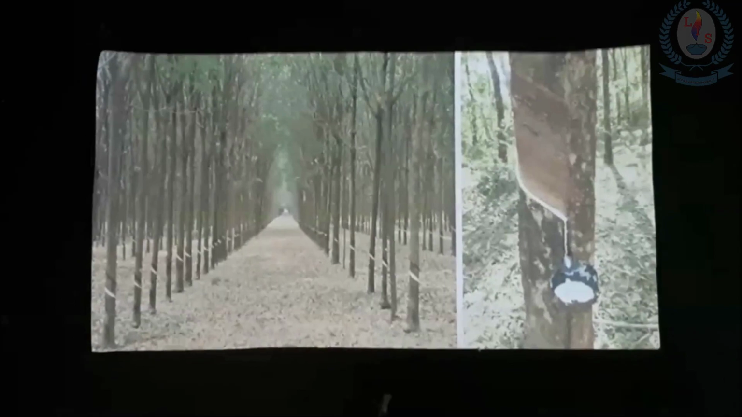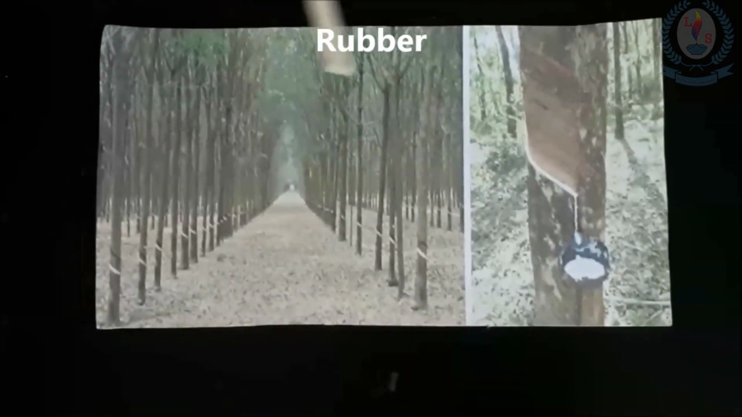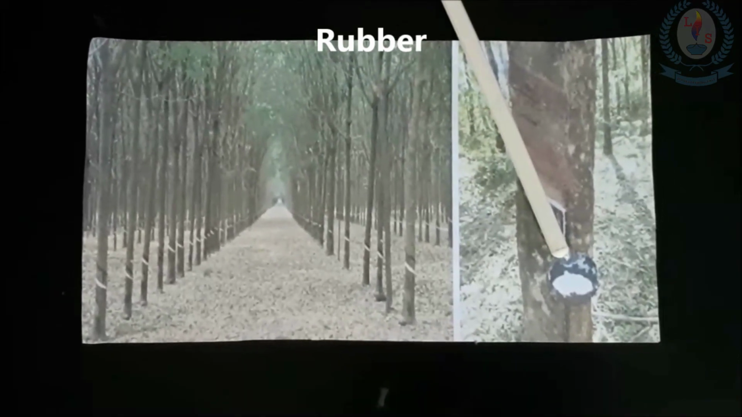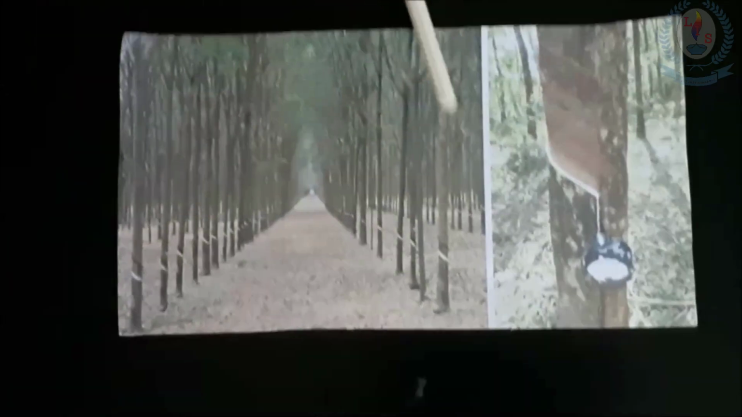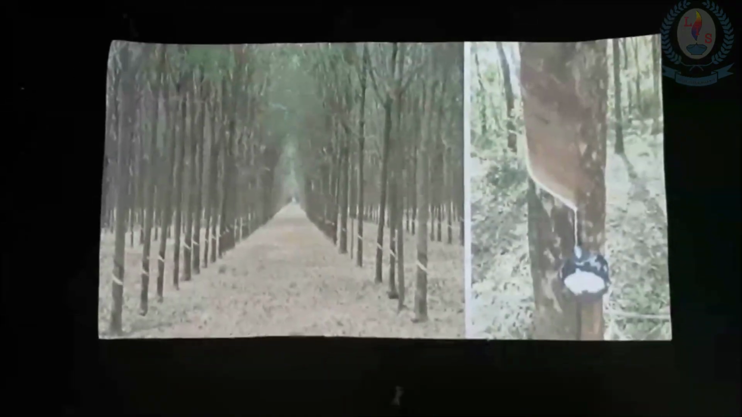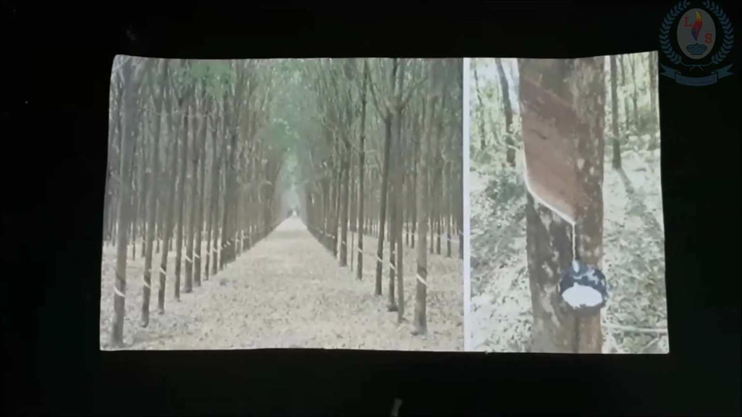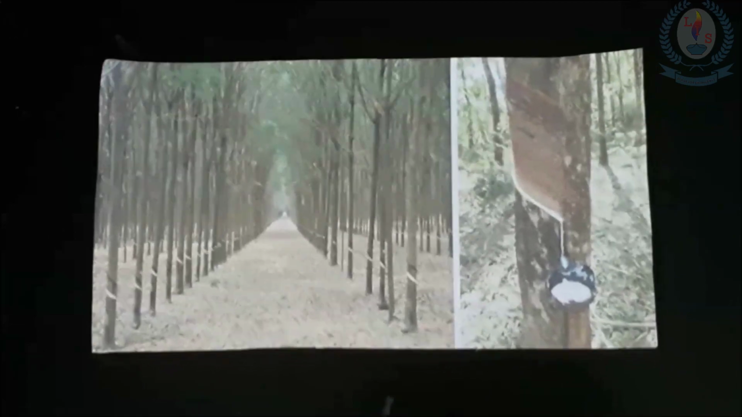Now I am going to talk about rubber. Rubber is made from rubber tree sap, a white milky substance. This is a picture of rubber sap. Characteristics of rubber: it is strong and flexible with a certain degree of elasticity. It is waterproof.